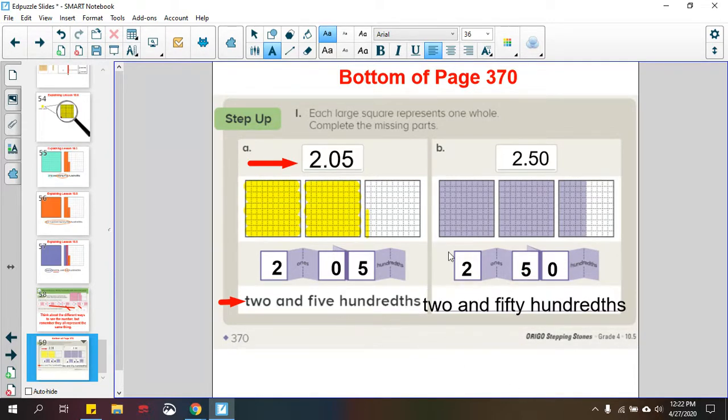Again, notice these look very similar, but you've got to pay attention to where that 5 is. Here the 5 is in the hundredths place. That's why we've only got a couple pieces colored in. Here the 5 is in the tenths place. That's why we've got 5 complete columns. So keep that in mind as you're working on this on your own.